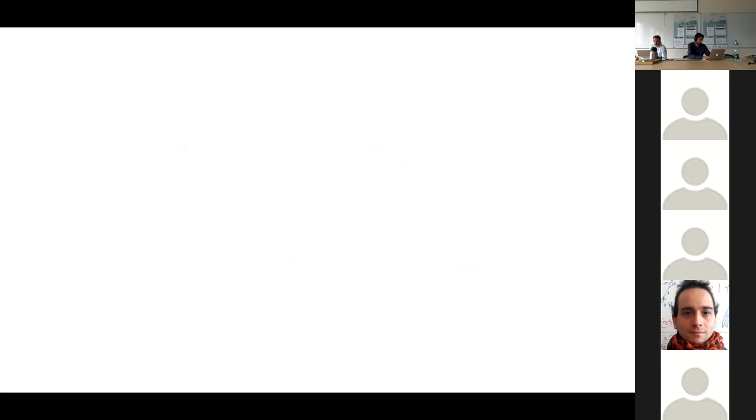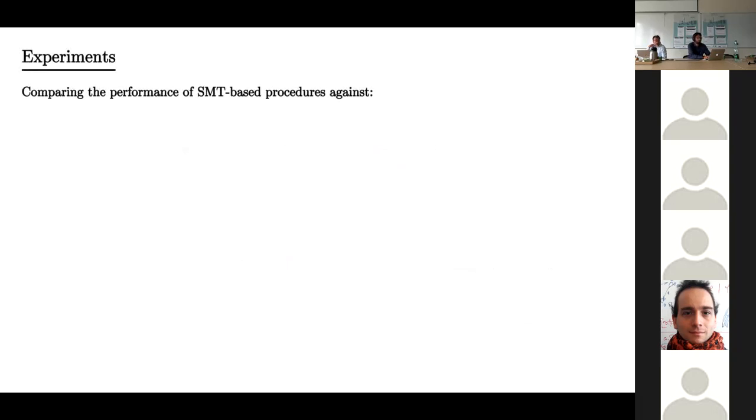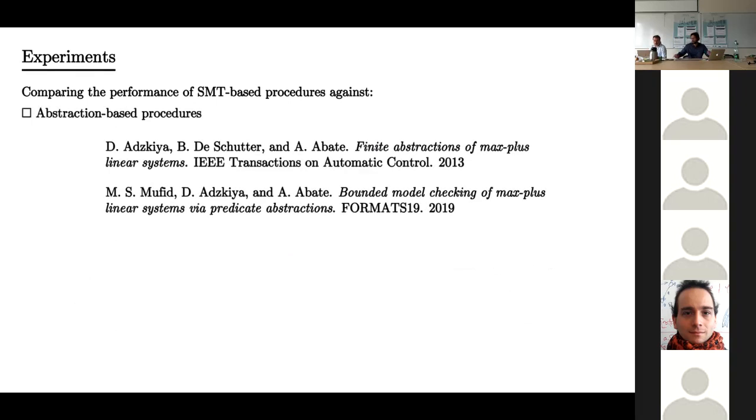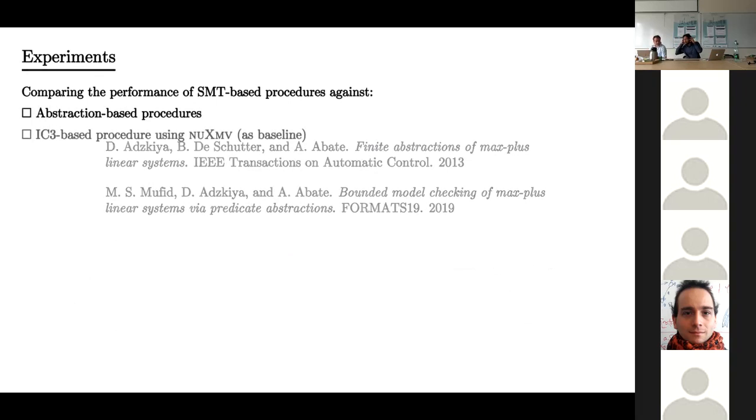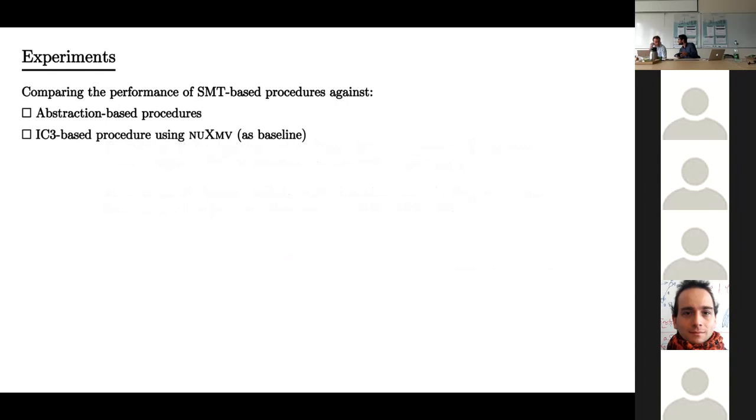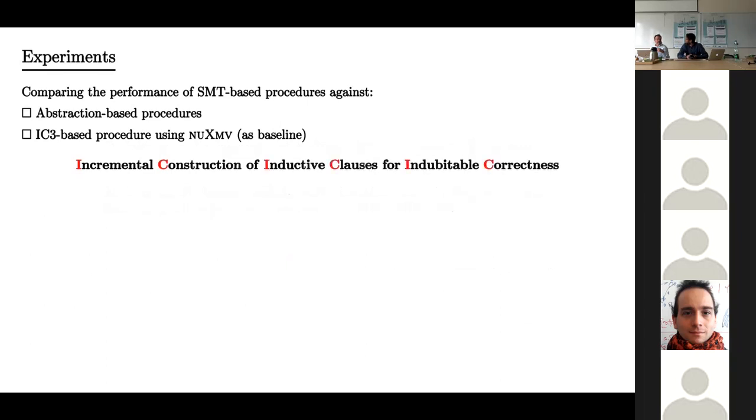Finally, I will present the experiment to compare the performance of the SMT-based procedure versus the abstraction-based technique, which can be found in these two papers. The IC3-based algorithm using NuXmv is also presented as a baseline. IC3 stands for Incremental Construction of Inductive Clauses for Indubitable Correctness. It is one of the most common algorithms used in model checkers. One of them is NuXmv, which is a symbolic model checker developed by Alessandro Cimatti's group.